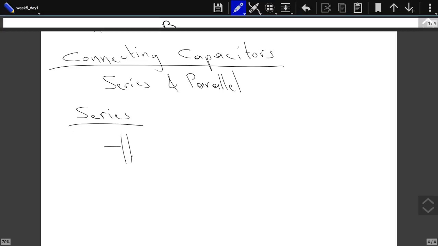So this is how we will be showing the capacitors. This is a capacitor with capacitance C. This is the symbol that we will be using all the time. This doesn't show the shape of the capacitor. It has nothing to do with the shape. It's just a symbol for the capacitor. Now, when we connect them in series, we just have this configuration.